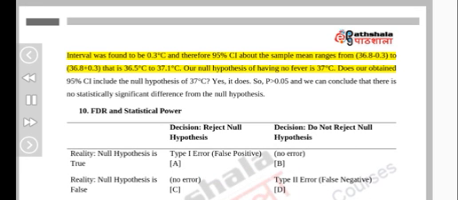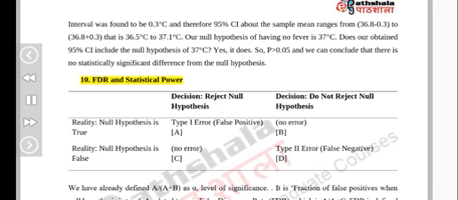interval was found to be 0.3 degrees Celsius, and therefore the 95% CI about the sample mean ranges from 36.8 minus 0.3 to 36.8 plus 0.3, that is 36.5 degrees Celsius to 37.1 degrees Celsius. Our null hypothesis of having no fever is 37 degrees Celsius. Does our obtained 95% CI include the null hypothesis of 37 degrees Celsius? Yes, it does. So, p is greater than 0.05 and we can conclude that there is no statistically significant difference from the null hypothesis.